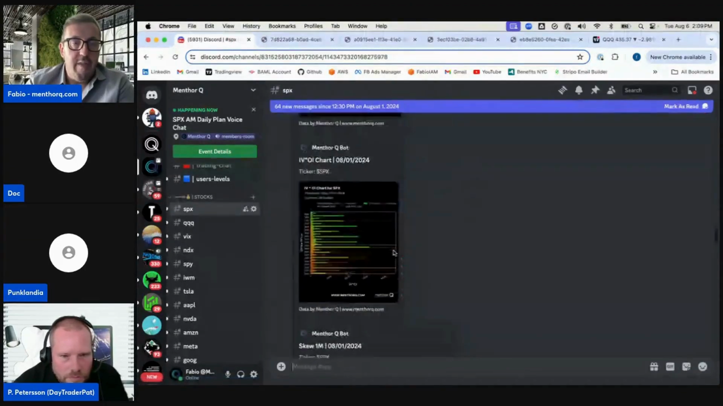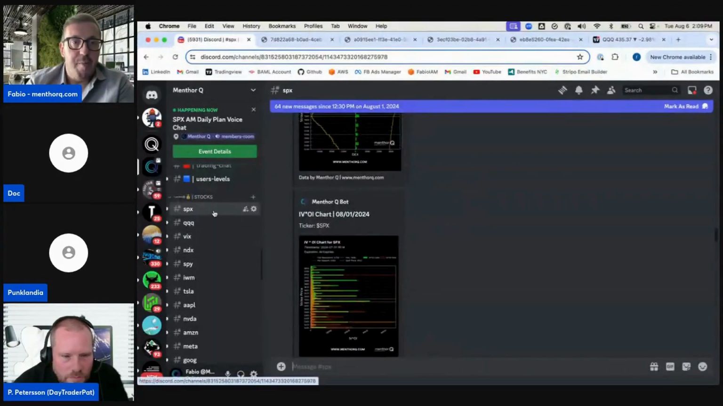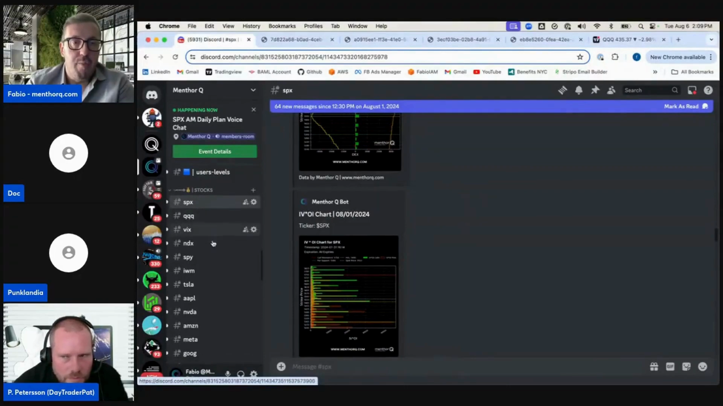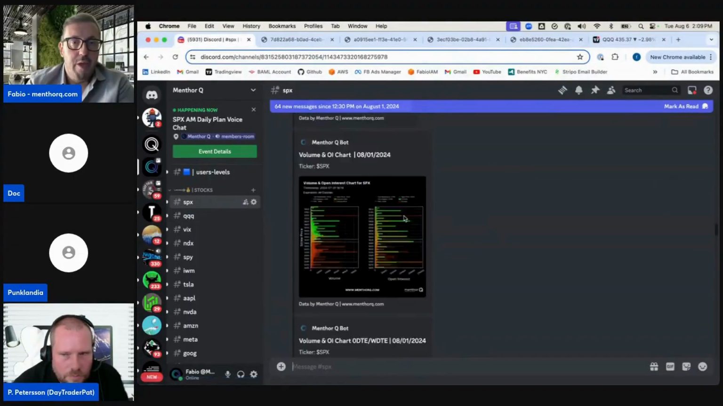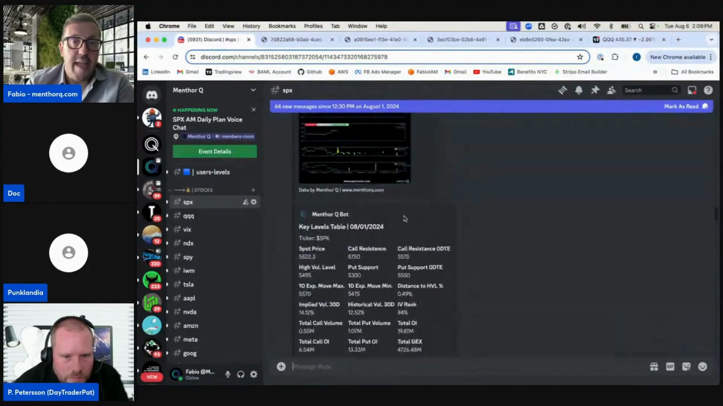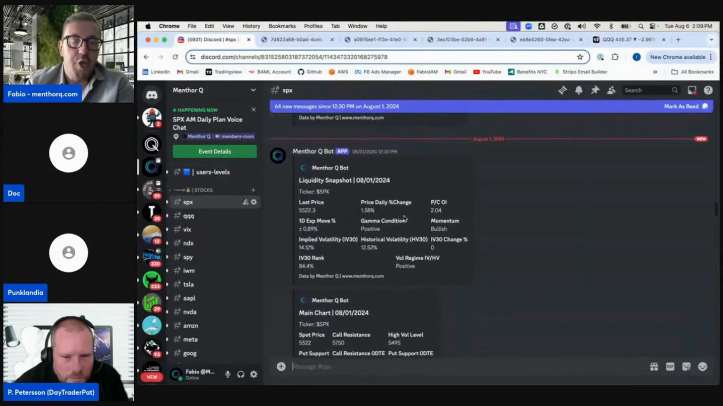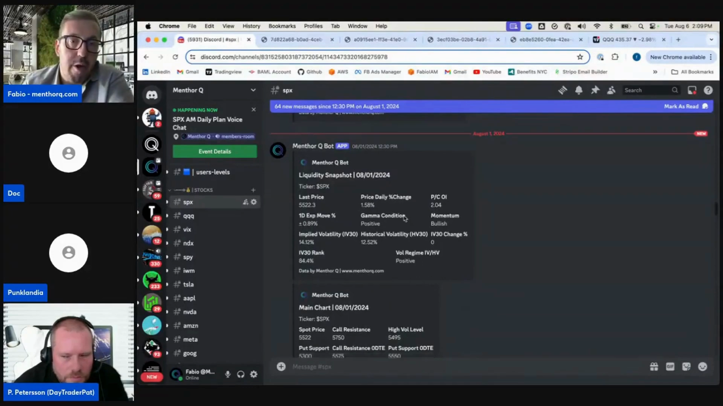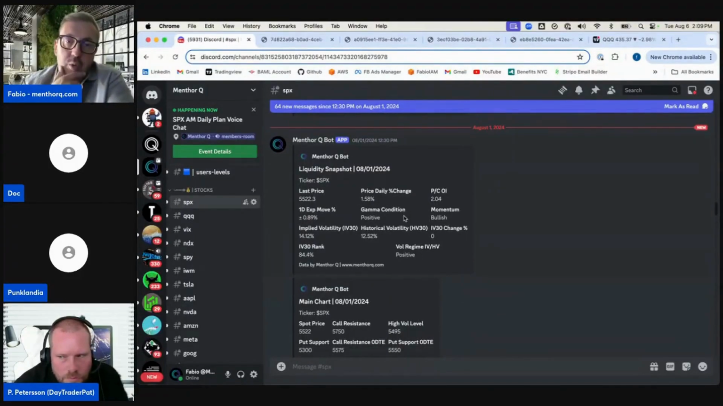So on the left-hand side, obviously you guys can use the bot, but we also have channels that auto-populate every day with data. And the order of the data is actually intentional. So we don't just post charts, but we actually post it in a way that you can use it to follow a routine. Exactly like what you were saying, Patrick.